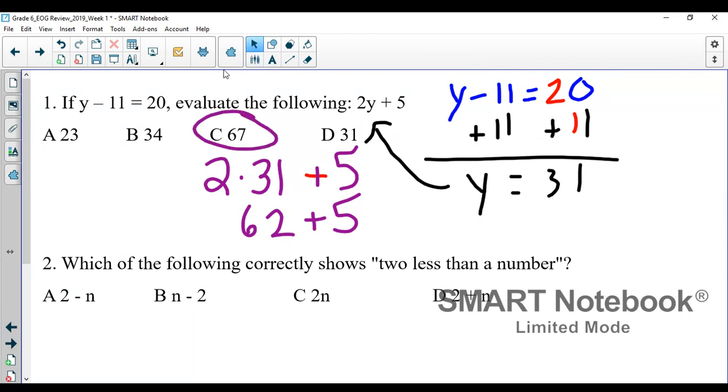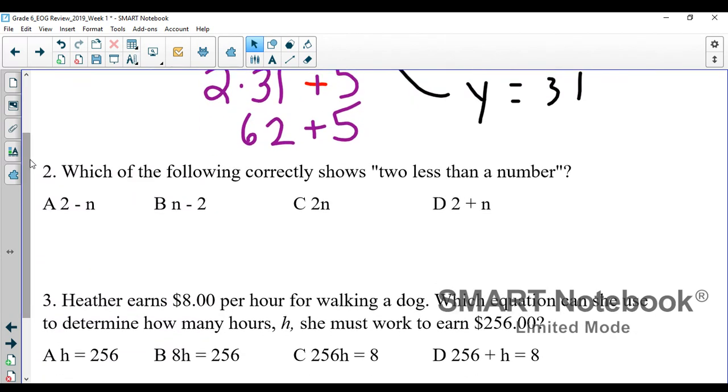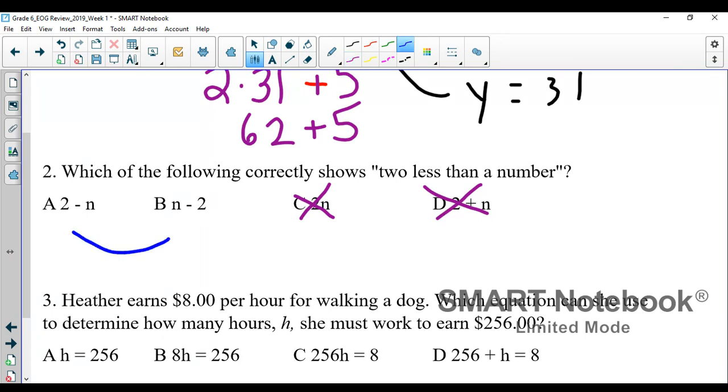Number two, which of the following correctly shows 2 less than a number? Okay, 2 less than a number. Well, I know less than is going to mean subtraction. This is showing a product, which is multiplication. This is showing addition, which is sum. So we're between either A or B, and they look pretty similar. But the thing is, 2 less means you're taking away 2. Taking away 2 is shown with answer choice B.